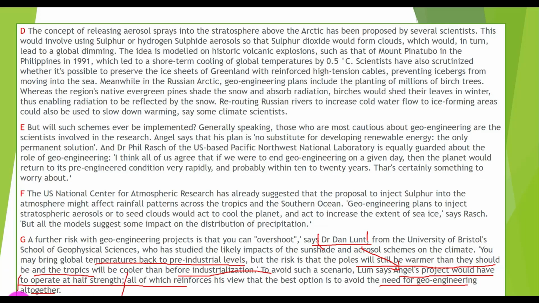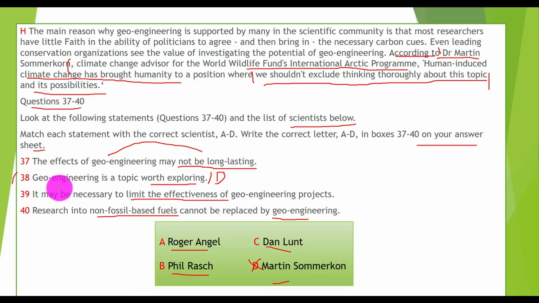Now let's go back to our questions. It may be necessary to limit the effectiveness of a geoengineering project. Okay, that's our answer. And again, it has nothing to do with non-fossil based fuels, and the effects of geoengineering may not be long-lasting.